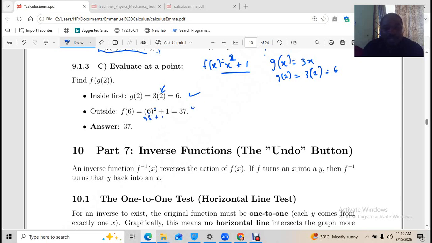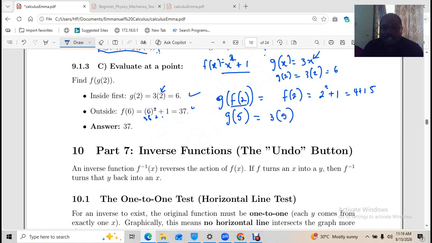Fine. Let's now try g of f of 2. f of 2 is 2 squared plus 1, which is 4 plus 1, which is 5. So g of f of 2 is the same thing as g of 5. This gives us 3 multiplied by 5, which is 15. You can see that it is not the same. This confirms that g of f of x is never the same as f of g of x.